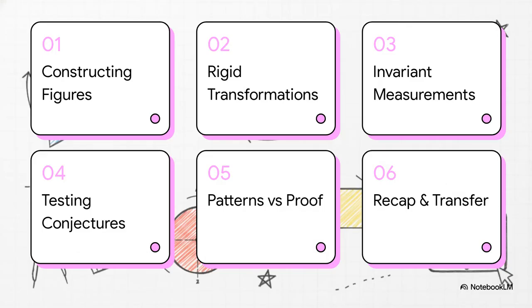Okay, let's dive into this. Here's the 6-step investigation we're walking through today. 1. Constructing with geometry software. 2. Exploring rigid transformations. 3. Pause check, invariant measurements. 4. Testing conjectures by dragging. 5. Pause check, patterns versus proof. And finally, 6. Recap and transfer question. Let's get right into it.